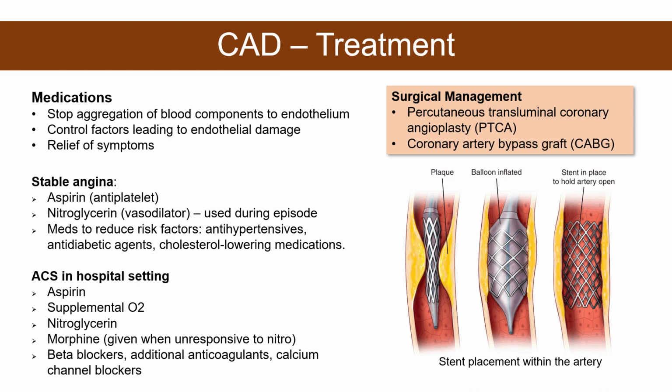If it is stable angina, the patient will likely get some type of antiplatelet like aspirin, nitroglycerin, which is a vasodilator, which is actually used during the chest pain, chest discomfort. And then, of course, we're going to give all those medications to reduce risk factors, so the blood pressure meds, blood sugar meds, cholesterol meds. If the patient is in the hospital, then they are likely to get oxygen if needed, aspirin, nitro, morphine, and some beta blockers, maybe some anticoagulants like a heparin drip, and calcium channel blockers.